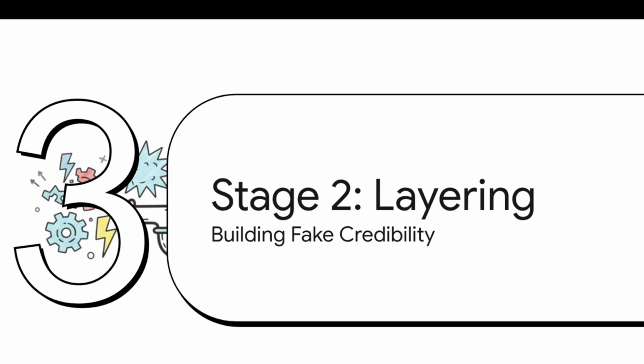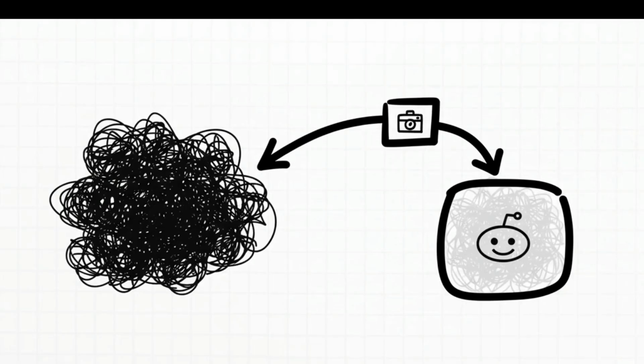Okay, on to stage 2, layering. This is where that little seed of a lie gets its first coat of paint, its first layer of fake credibility. So somebody stumbles upon that original post on, say, 4chan. They take a screenshot of it, and then they share it on a platform that's a little more mainstream, but still kind of niche, like a specific subreddit. And believe me, this first jump is absolutely crucial.